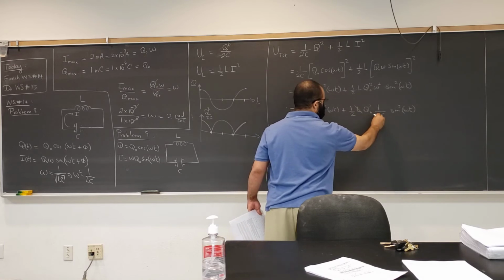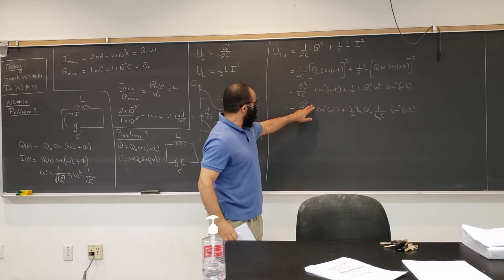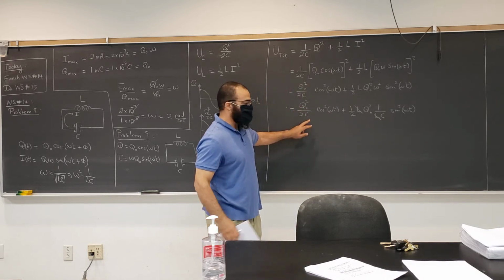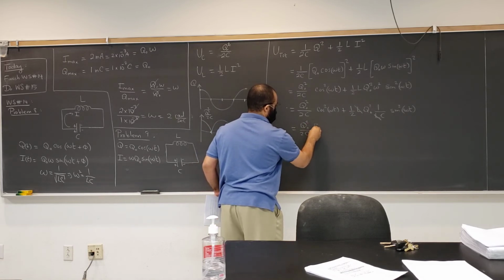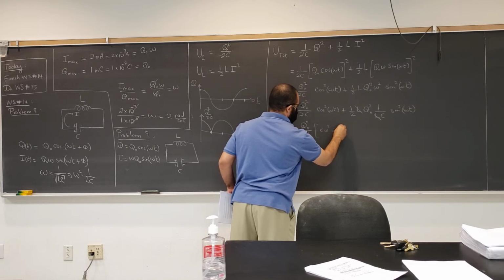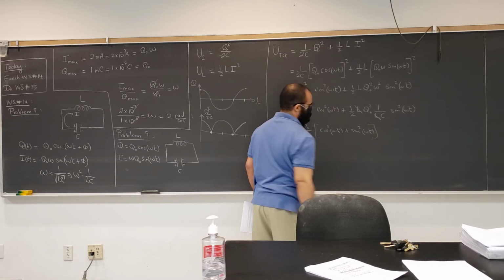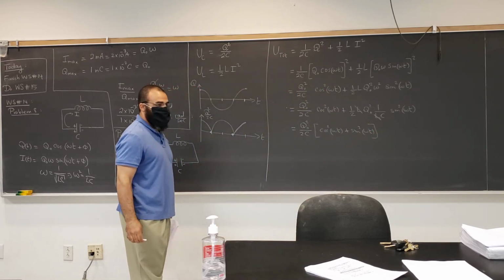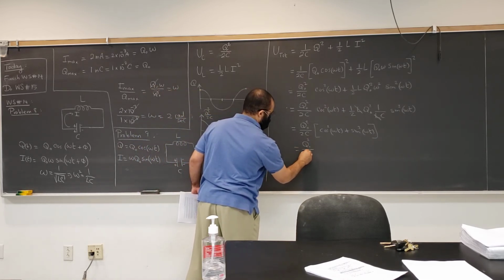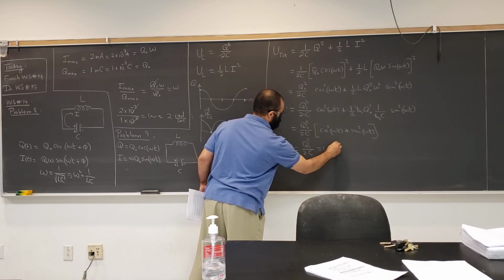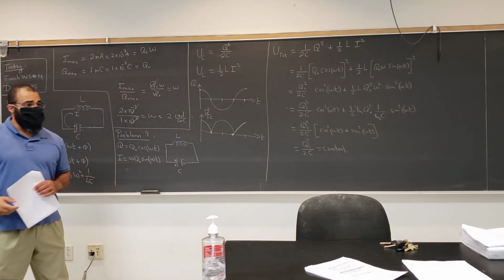Notice L and L cancel, and this becomes Q naught squared over 2C. So for both terms, factor out the Q naught squared over 2C. That gives you cosine squared of omega t plus sine squared of omega t. And what is sine squared plus cosine squared? 1, regardless of the time. So you just get Q naught squared over 2C, and that's a constant, as expected.